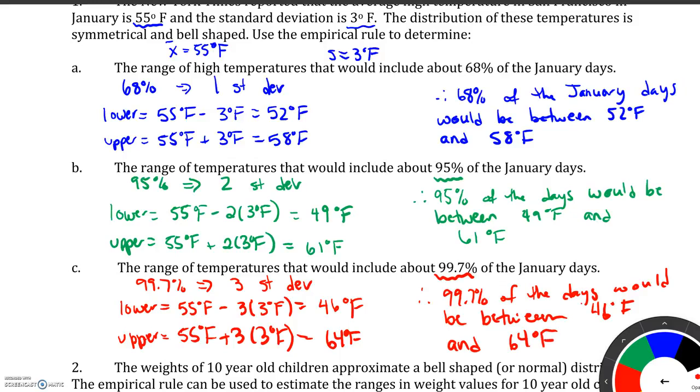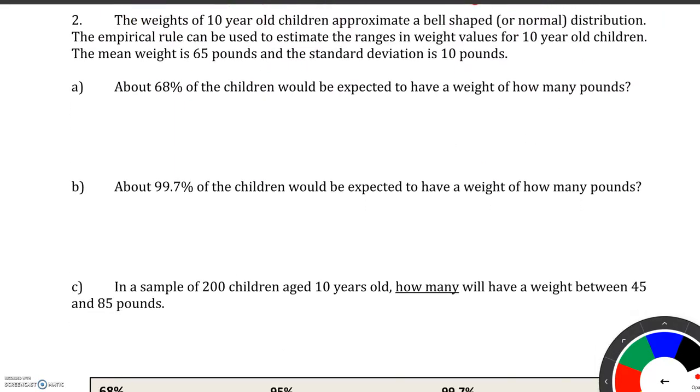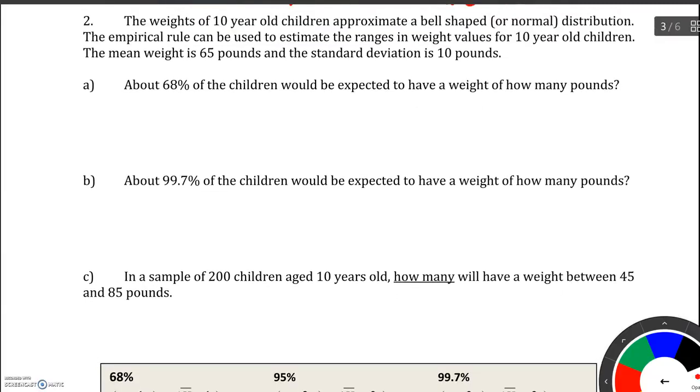Okay. For other questions, again, we have to pay attention to what percent range we're being asked to find, and then make sure we extract the correct information about the mean and standard deviation. Let's look at the second example.